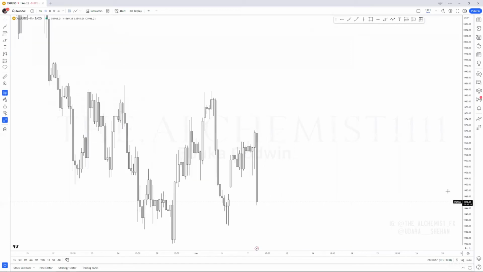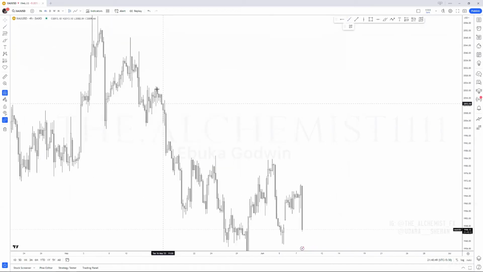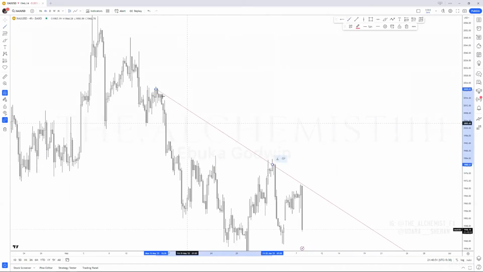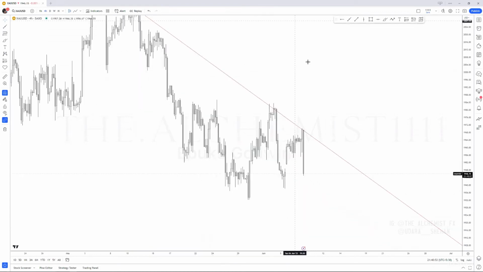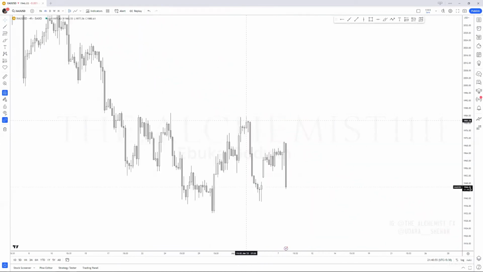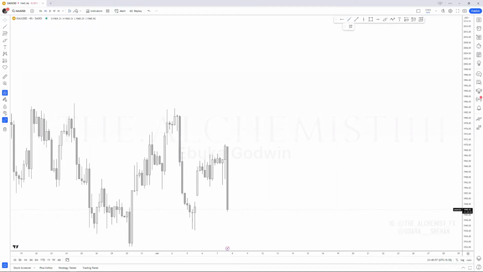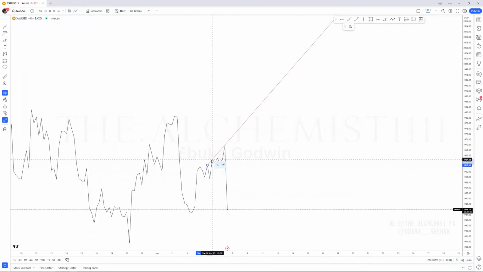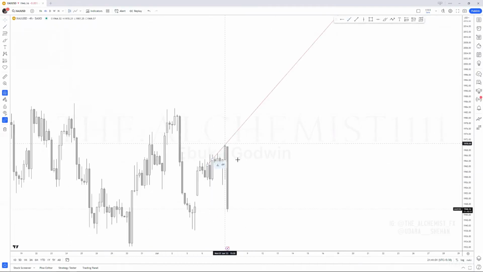Now let's say this trend line wasn't there. I showed you this trend line, right? Let's say this trend line wasn't there. Then I told you your last option would be reversal trend lines, right? I told you your last option could be reversal trend lines.